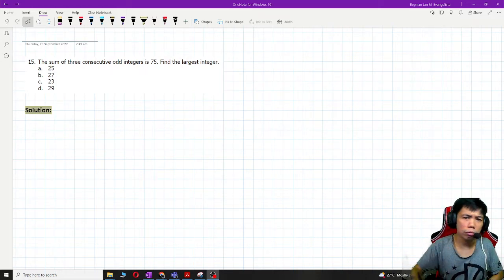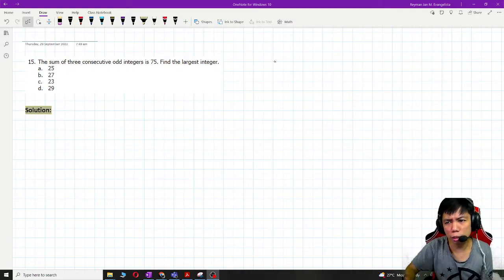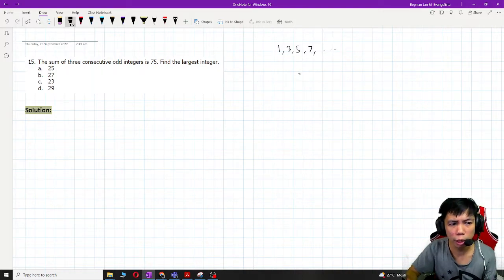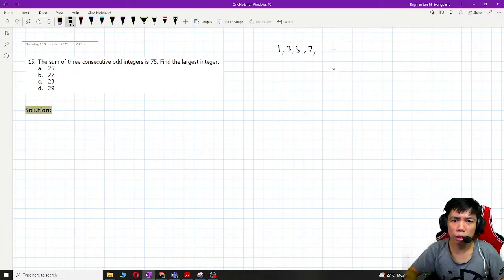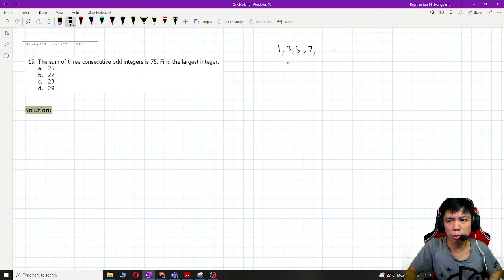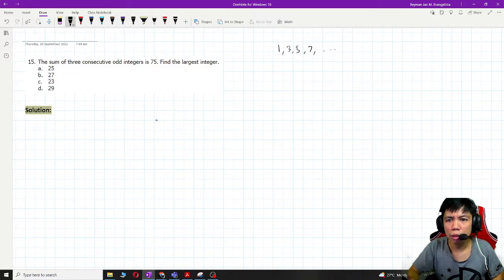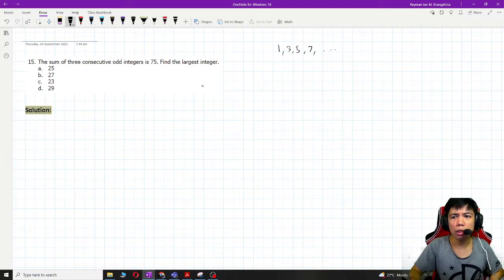So when we say consecutive odd integers, so example niyan, 1, 3, 5, 7, and so on and so forth. So mga odd integers na magkakasunod-sunod. So kung meron kang tatlo, halimbawa niya 1, 3, 5 or 3, 5, 7, and so on and so forth. Now, the sum of the three integers na must be 75. So, what we are looking for is the largest integer.